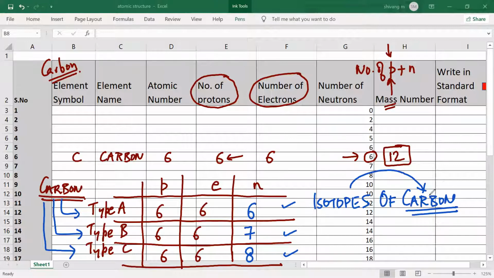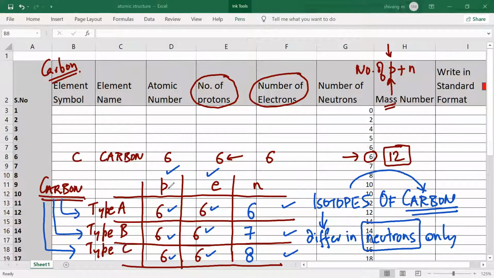Yes, sir. Now they are carbon because the number of protons and the number of electrons are 6. Are we clear? Yes, sir. But the difference is in the number of neutrons. Are we clear? Yes, sir. They differ in neutrons only. Are we clear? Yes. Because the protons and the electrons are the same, the atomic number is the same. Are we clear? Yes, sir.